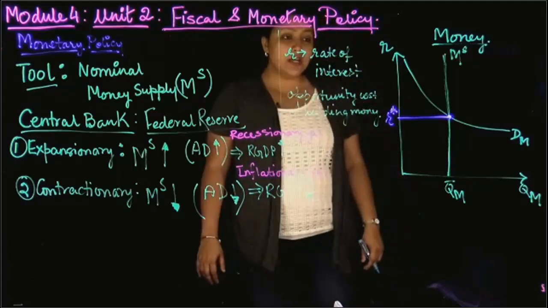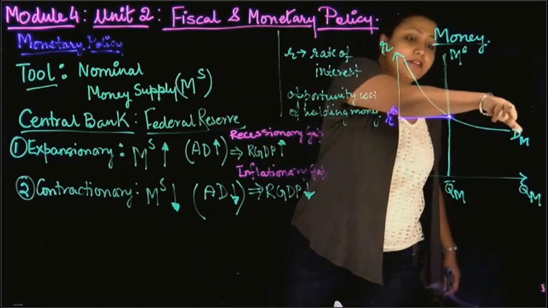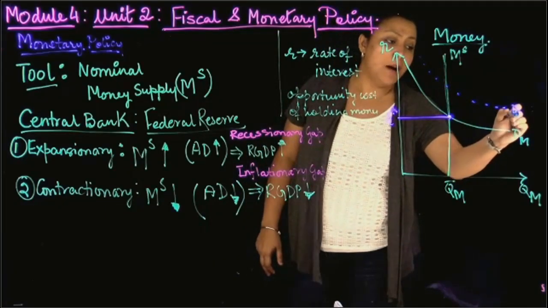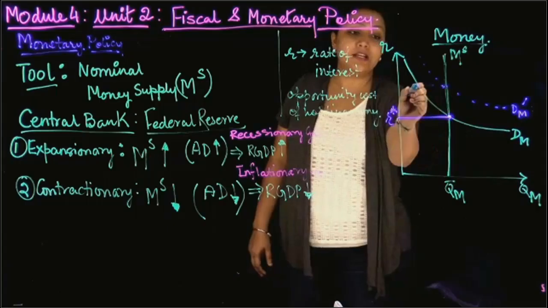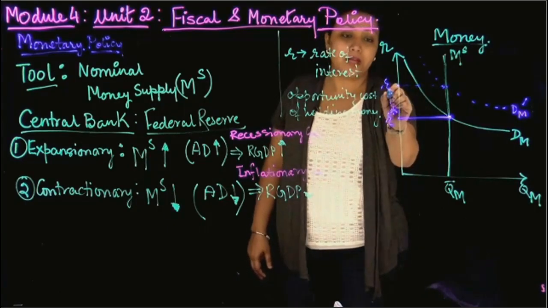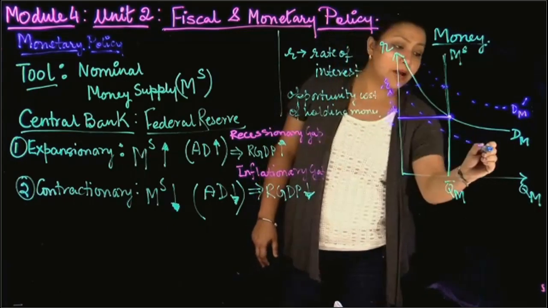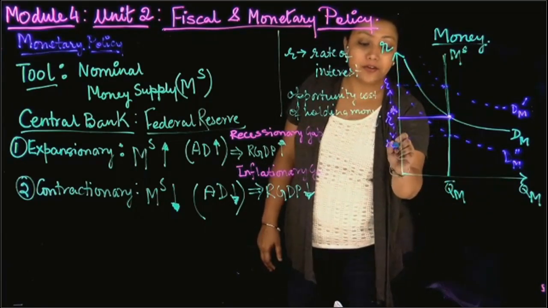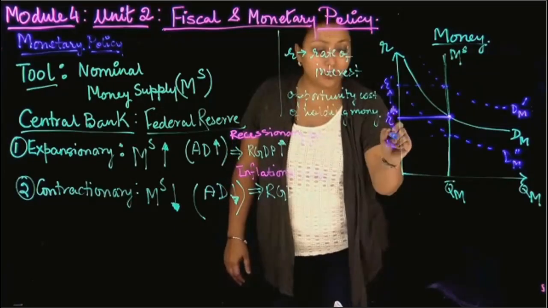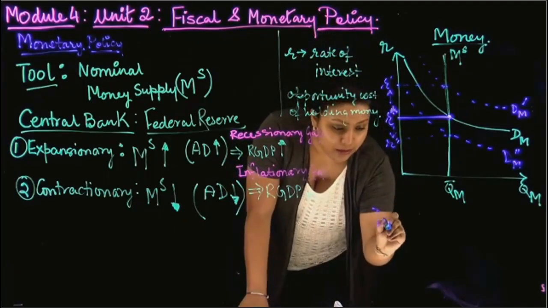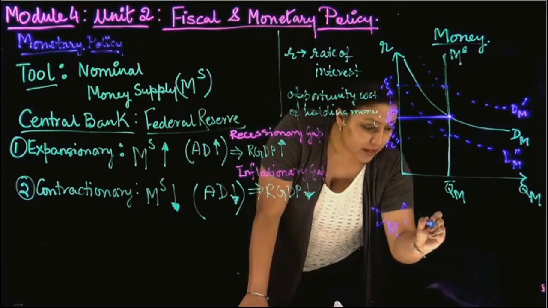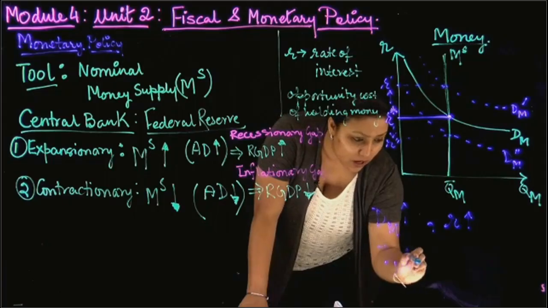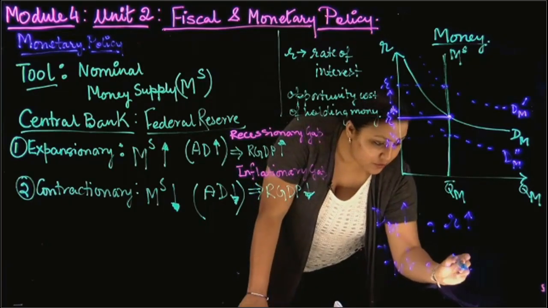Now please note that if there is a right shift of DM, for whatever reason, if the demand for money goes up, then there is an increase in the rate of interest. And for whatever reason, if the demand for money comes down, then there is a decrease in the rate of interest, right? Let's write that down. If demand for money goes up, then rate of interest goes up, and if demand for money goes down, then the rate of interest goes down.